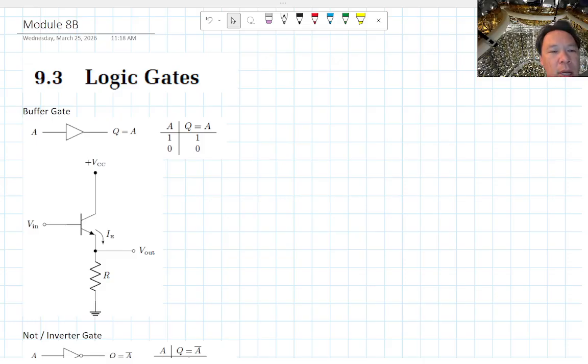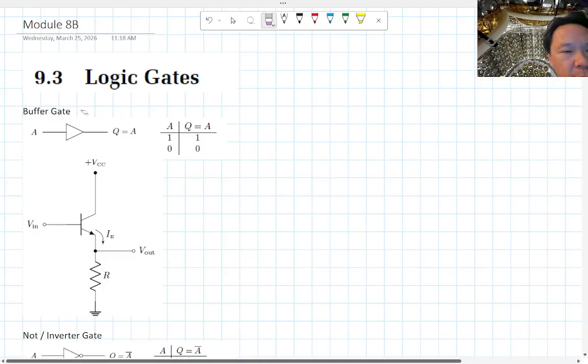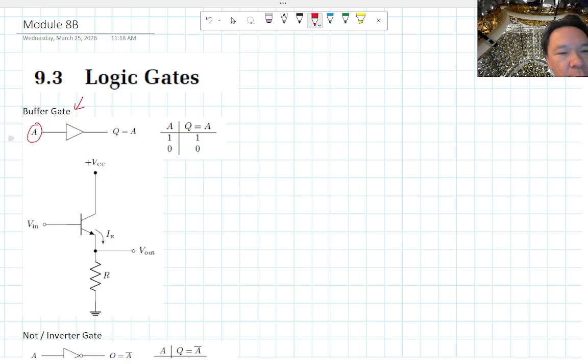So now we're going to see how these numbers are actually physically manifested on your circuit. Okay, so we're going to talk about logic gates. The first one we're going to talk about is going to be the boring one, as usual, the buffer gate. What the buffer gate does is that whatever your input is, the output is the same.